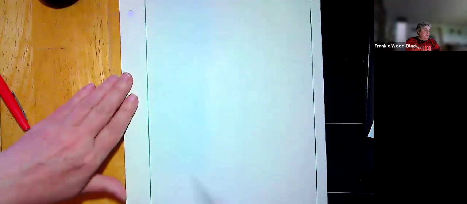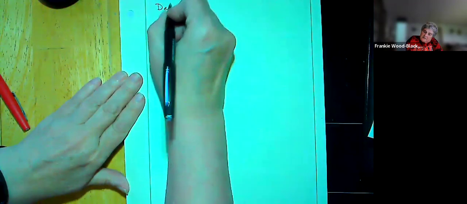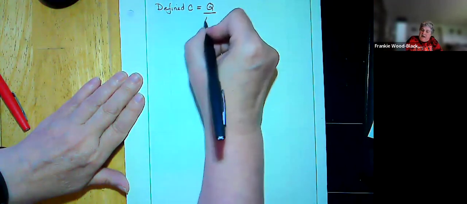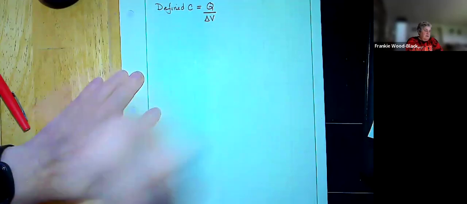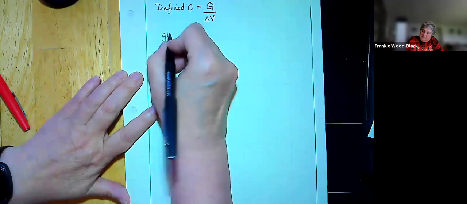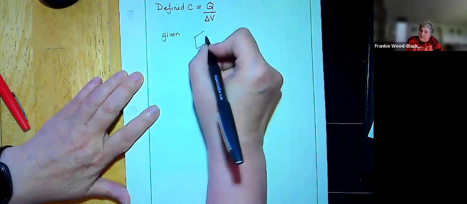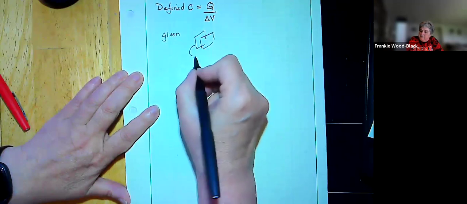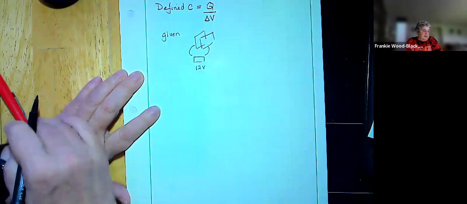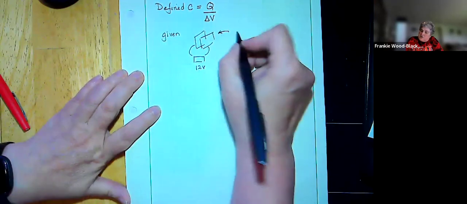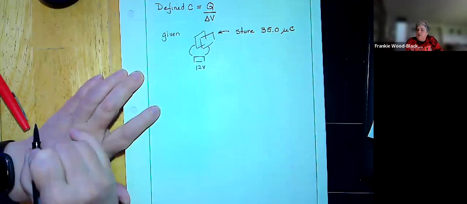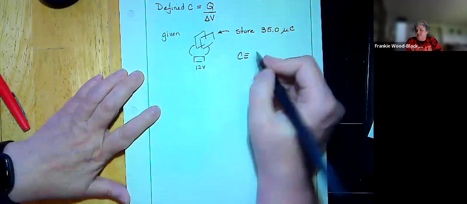All right. So let's do another quick one. We defined capacitance as equal to the charge divided by the voltage across. So I've got my capacitor here, and we have our battery. We're told that this is a 12-volt battery, and that it's going to store 35.0 microcoulombs. We want to know what the capacitance of that device is.